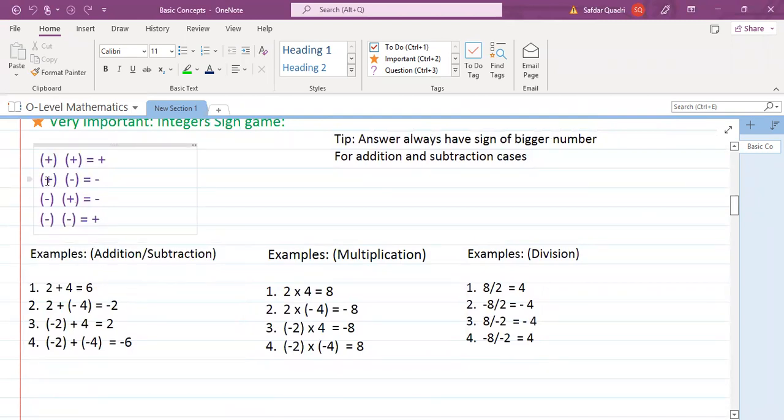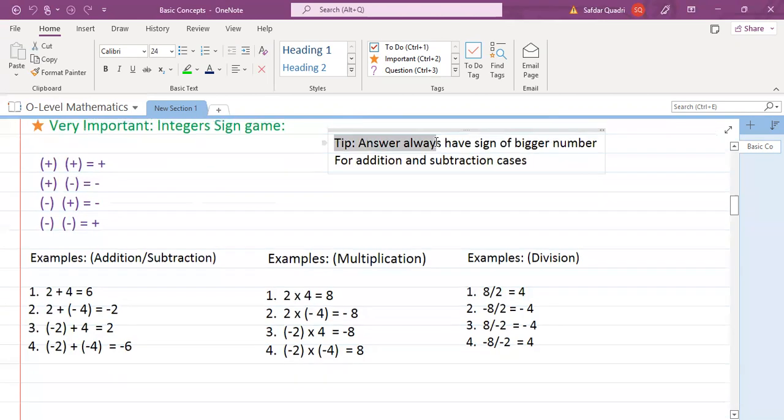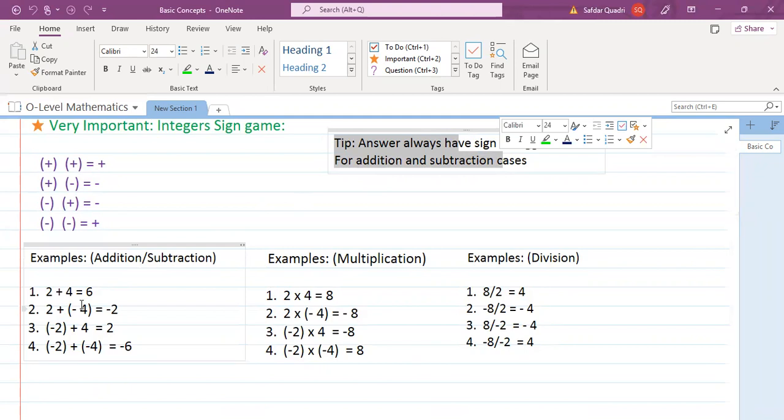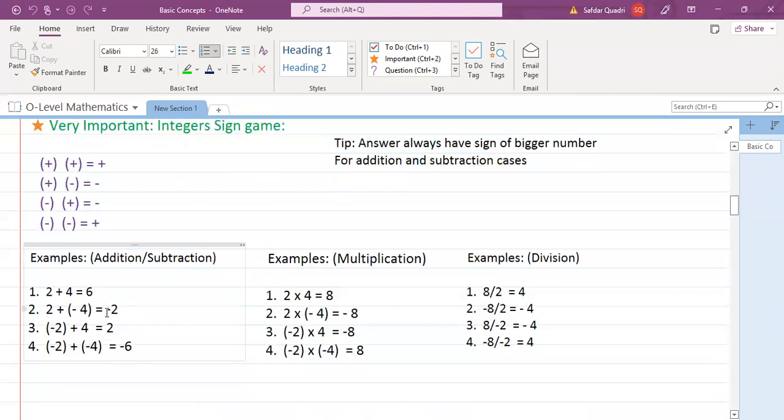Then when we have a question which requires plus and minus, we're simply going to minus it, like 2 plus -4. The plus minus is going to become overall minus. So what you're going to do is minus them. 2 minus 4 equals -2. And why do we have the minus sign? Here, check out this important tip: the answer will always have the sign of the bigger number. We ignore the signs for now and just see which is the bigger number and what sign it has. 4 has the sign of minus, so the answer is going to be negative.